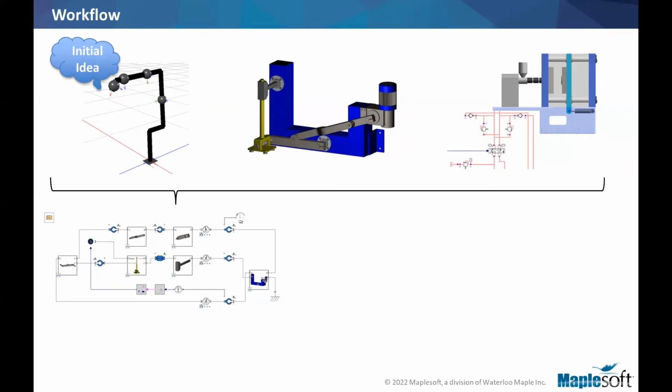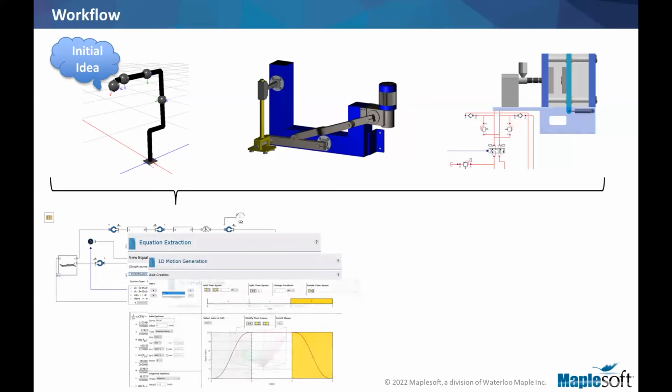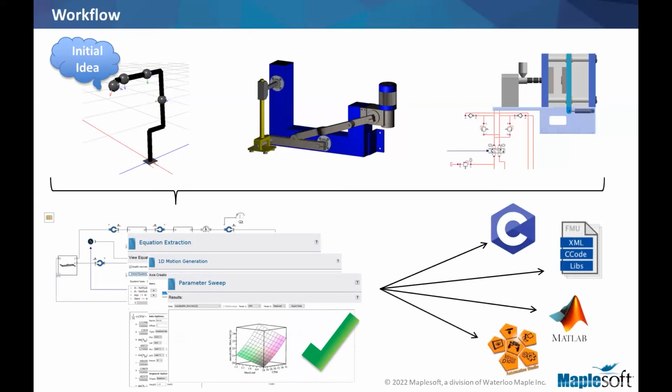So I build my model. And again, just going over that workflow, we have these built-in apps: equation extraction, 1D motion generation, parameter sweep. I use these to really look at my model. Once everything is okay and I'm happy with it, then that's when we go to that export. So that's a more picturesque view of what we were talking about before. And again, we can export C, FMU. We also export to MATLAB Simulink and Automation Studio specifically.